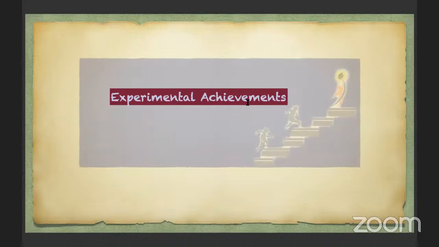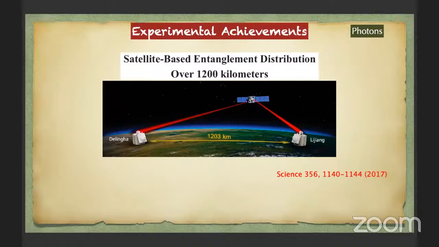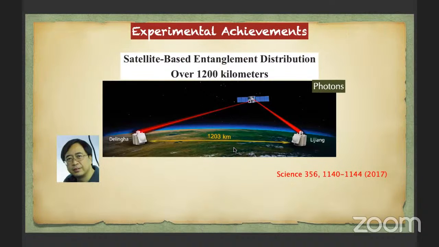However, over the years, especially in the last few years, we saw great experimental achievements. That actually motivated us to work on this quantum network, because it is now possible to do this experiment in laboratories. Probably the first achievement that everybody has talked about is satellite-based entanglement distribution over 1,200 kilometers. And as you know, they use the polarization degree of freedom of photons.